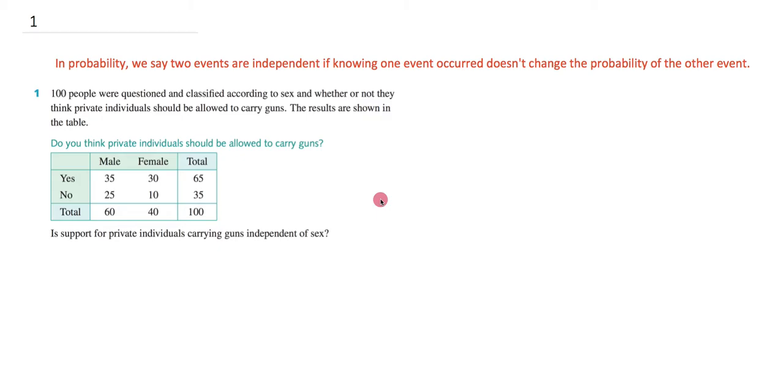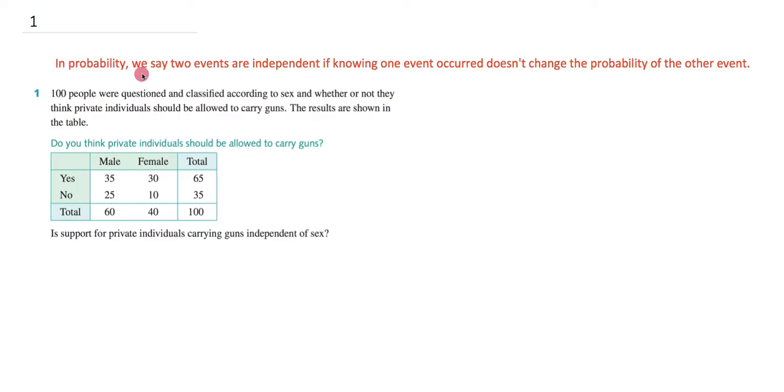Alright, so we're doing exercise 9G, which is all about independent probability, and we're looking at question 1 in this video. Before we delve into the question itself, let's remind ourselves what independent probability is. So let me just read this short little quotation.